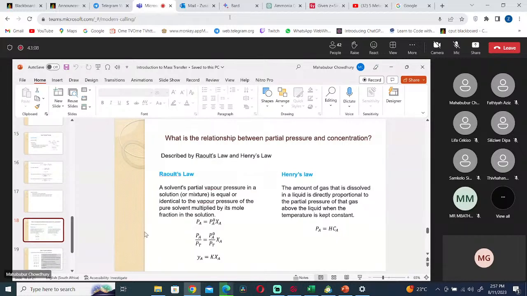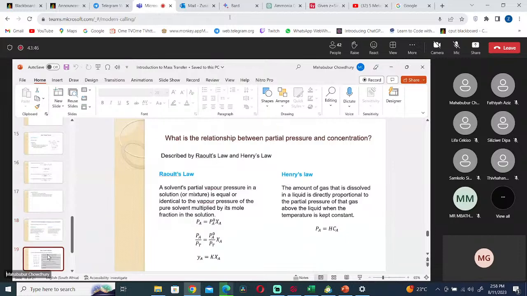Raoult's law says that a solvent's partial vapor pressure in a solution is equal to the vapor pressure of the pure solvent multiplied by its mole fraction in the solution, meaning your PA equals PA naught multiplied by the mole fraction XA, and your PA over PT is also equal to this over that, and you can say YA equals KXA. For Henry's law, the amount of gas dissolved in a liquid is directly proportional to the partial pressure of that gas above the liquid when the temperature is kept constant, which is this.